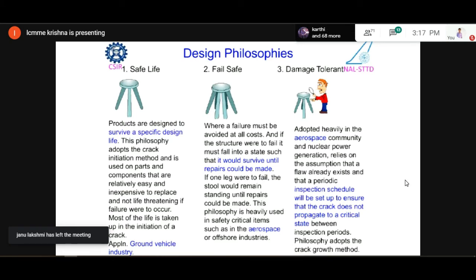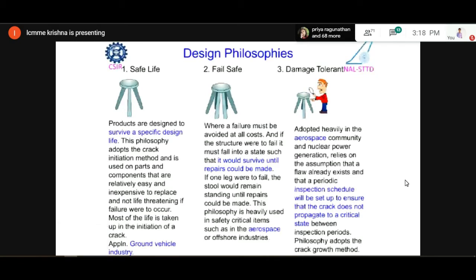fuselage structure, where one of the frames may go off, still it will carry the load. So there, the fuselage structure is based on fail-safe and damage tolerant. So the philosophy is heavily on safety critical items such as aerospace and offshore industries.